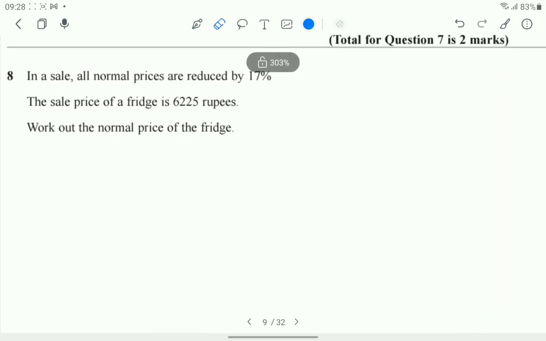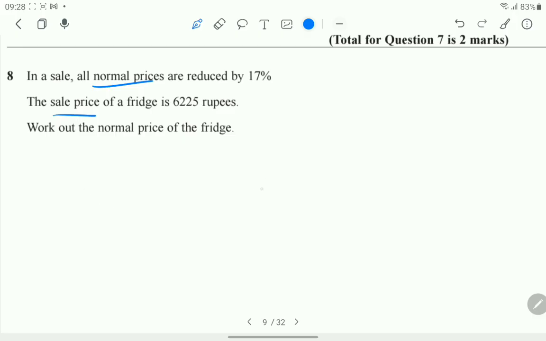In a sale, all normal prices are reduced by 17%, according to question 8. The sale price of a fridge is 6,225 rupees. Work out the normal price of the fridge. Now this is the sale price. This is not the normal price. Normal price and sale price are two different things in this question.